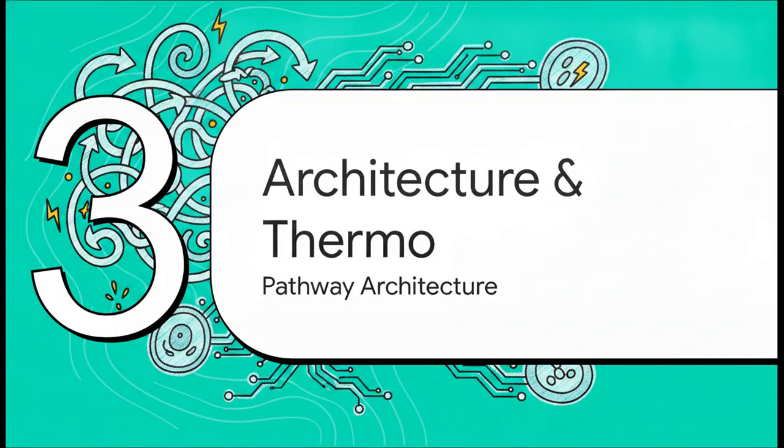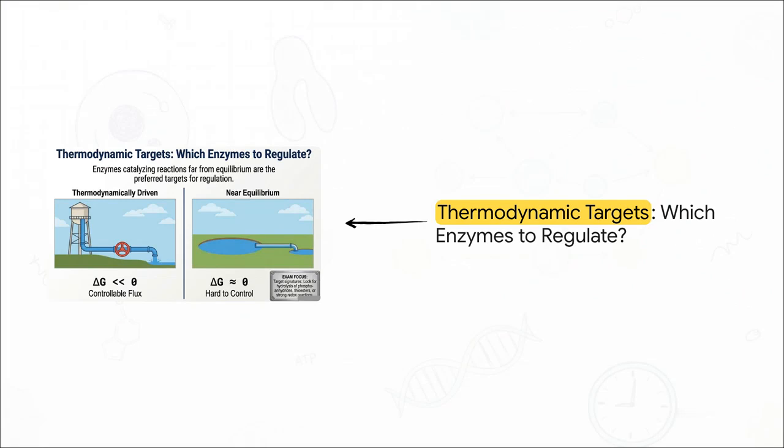Section 3. Pathway architecture and thermodynamics. Let's zoom out a bit more. Let's explore how energy and pathway architecture actually dictate where these control valves go. Imagine you're a plumber. The enzymes driving reactions that are far from equilibrium, where there is a massive, steep drop in free energy, are your highly controllable, heavy-duty valves. They are like a water tower pushing flow through a tight pipe. On the flip side, reactions near equilibrium are basically flat puddles. The water just sloshes back and forth, making them practically impossible to control effectively.